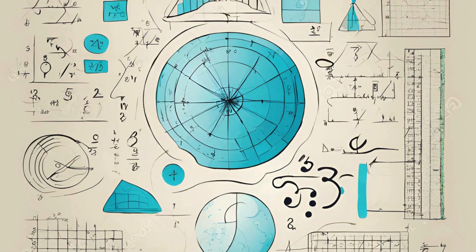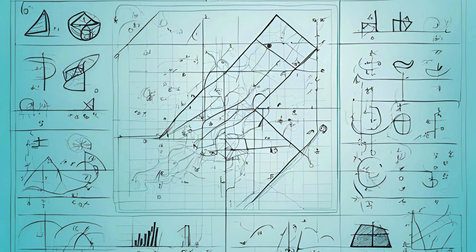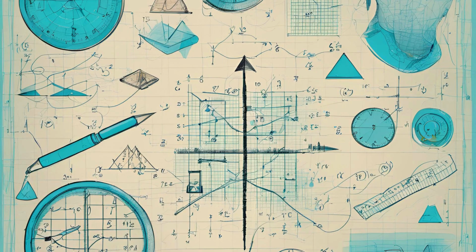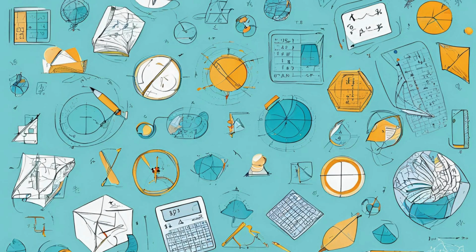Exactly. Now, here's a key relationship. Multiplication and division are inverse operations. What does that mean? It means they undo each other. Oh, okay. So if 12 divided by 3 equals 4, then 4 times 3 equals 12. Oh, that makes sense. They're like two sides of the same coin.